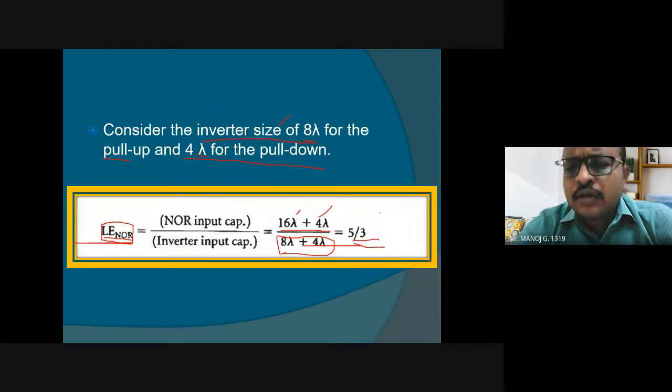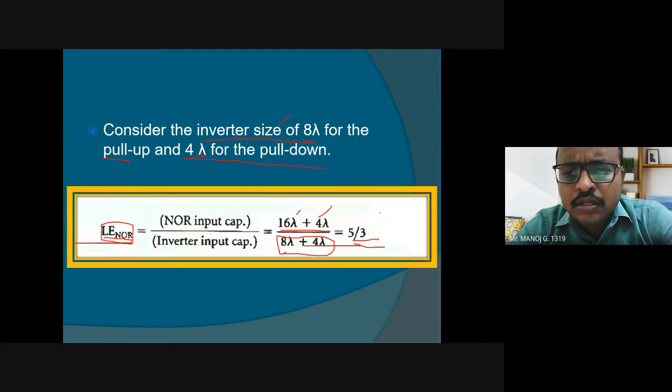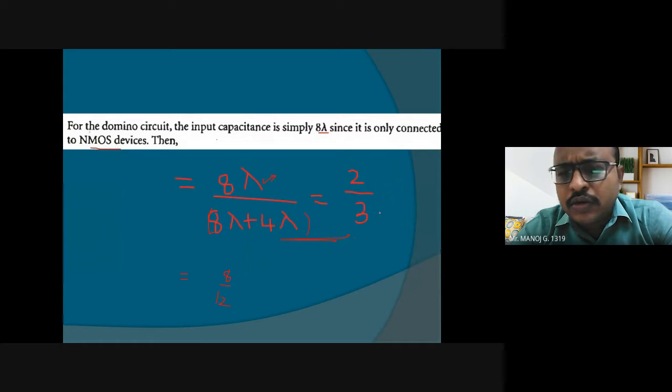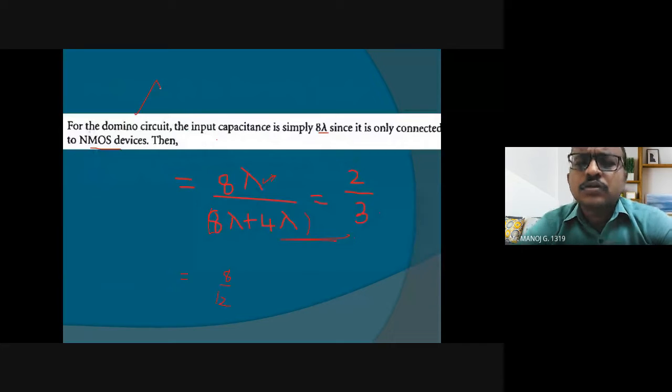When you look at it, what is the 5 by 4 value? 5 by 3 is how much? 1 point something, right? And this is going to be 0.6. So obviously your domino logic is better. It has got better logical effort compared to the normal one. So this is the logical effort, and this is how you estimate. They might ask you to estimate, so we just wanted to give you an idea. You should not be blank with it.